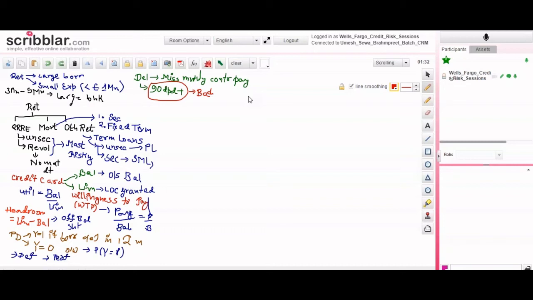So over here, I'm just trying to explain the concept of a probability of default. I'll say that a borrower is a bad borrower if he is 90 days past due. If he has not paid at a stretch in 3 months, he is 90 days past due. So he's a bad borrower. Now, this is the delinquencies.